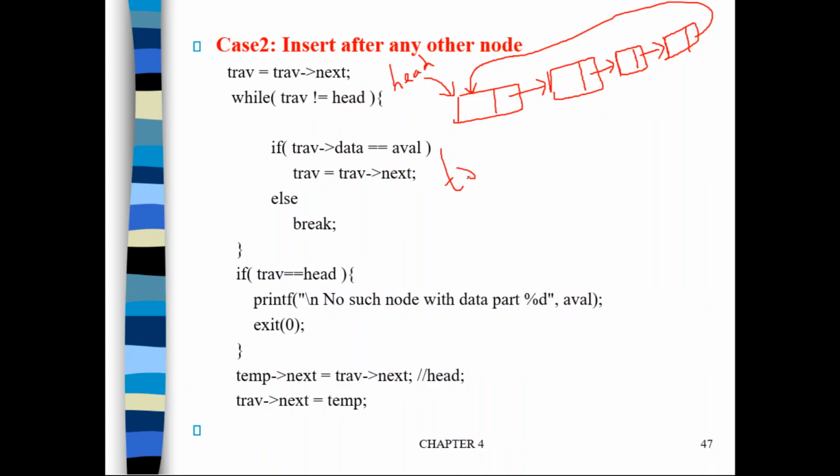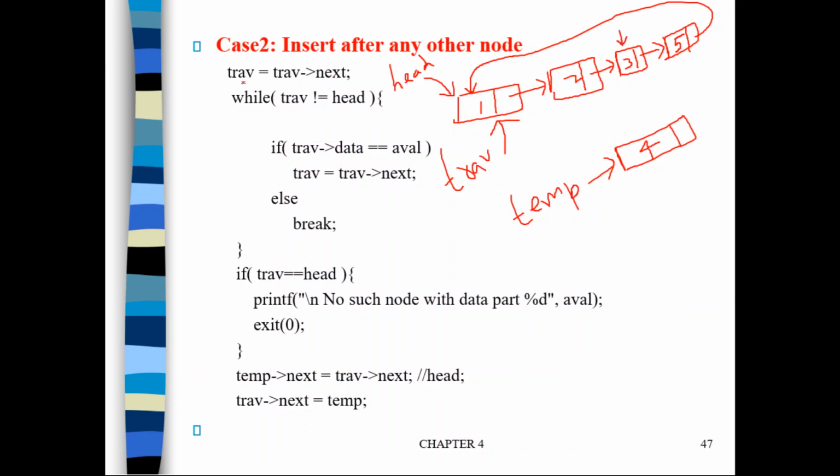Initially traverse is also pointing to the first node. A new node is created, and the new node is being pointed by temp. Say the data part of the first node is 1, second is 2, third is 3. Say the fourth node's data part is 5 for our convenience. The new node that we want to add has data part 4. So node 4 should come in between node 3 and 5. That is our objective.